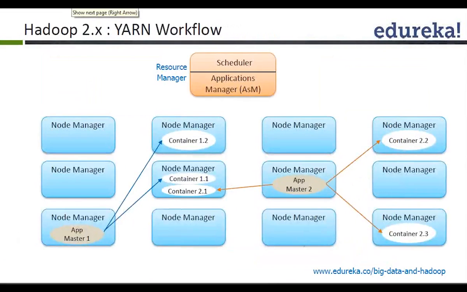Now this particular slide will make it clear, whatever I have been talking about. The resource manager will have a scheduler. There are different types of schedulers. It will have an applications manager. So for a particular job, that is app master 1, the node manager where the data is not there is where the app master is running. It will start the containers, that is 1.1 and 1.2, on the nodes wherever the data is. Similarly, app master 2 is running on another node where the data is not there. It will start 2.1, 2.2 and 2.3, that is the containers, on the nodes wherever the data is. So this should make it very clear as to whatever I have said right now, friends.